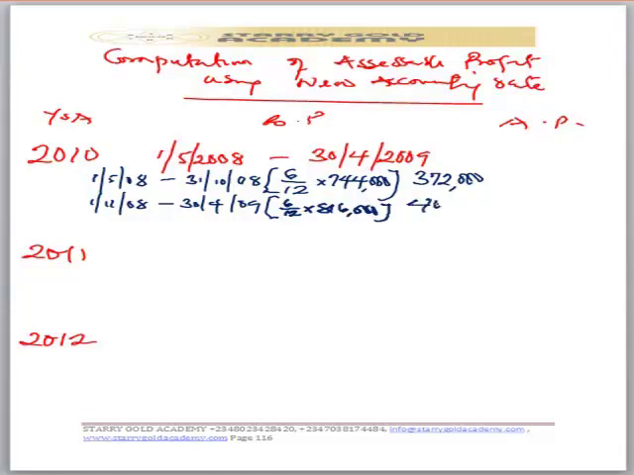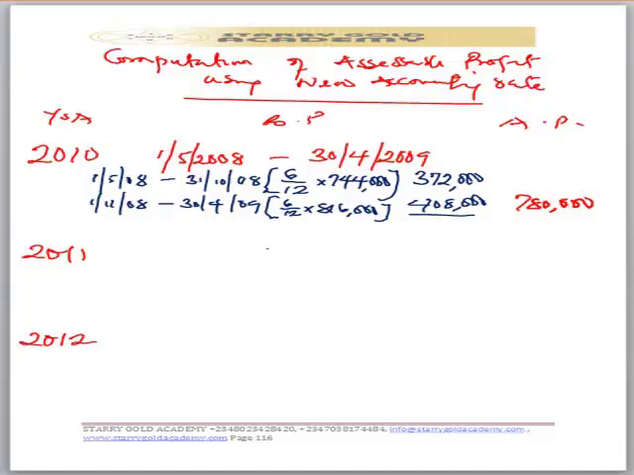That's 408,000. So if we add this up, it will give us a total of 372 plus 408. That gives 780,000. So we move to 2011.